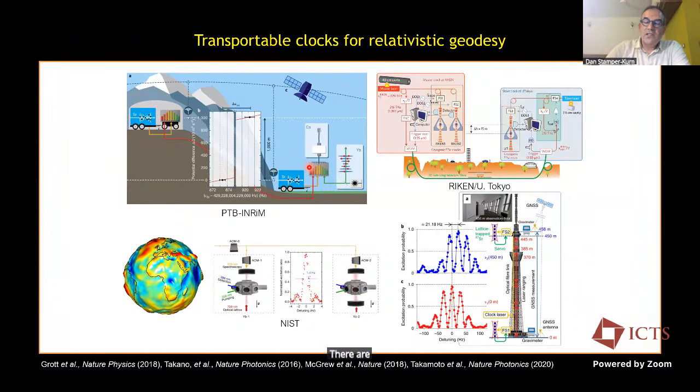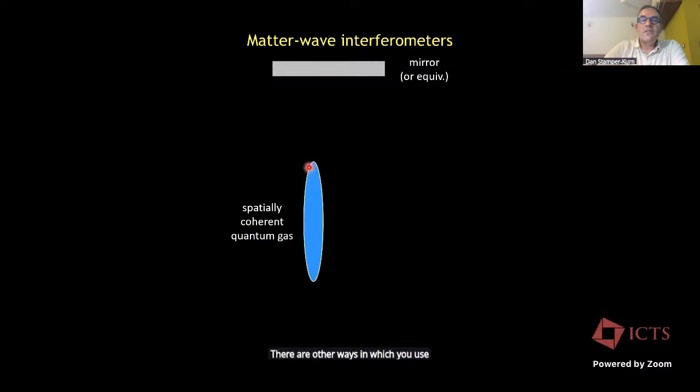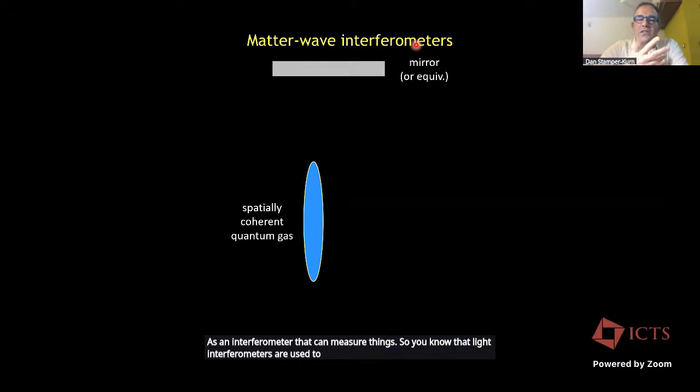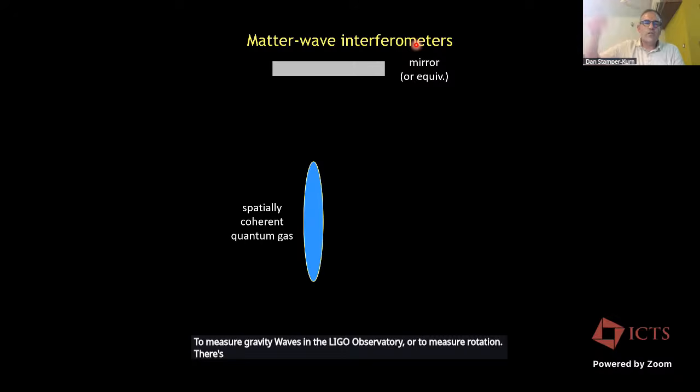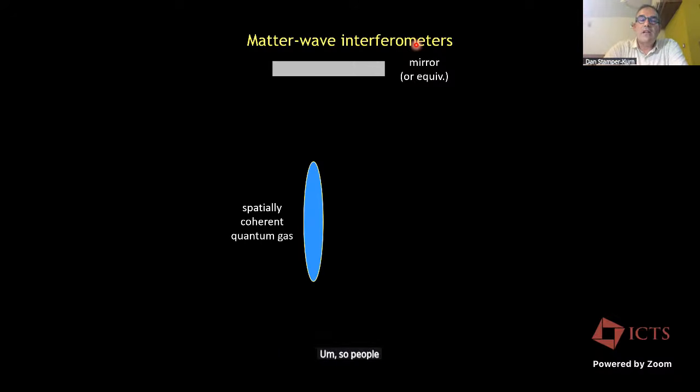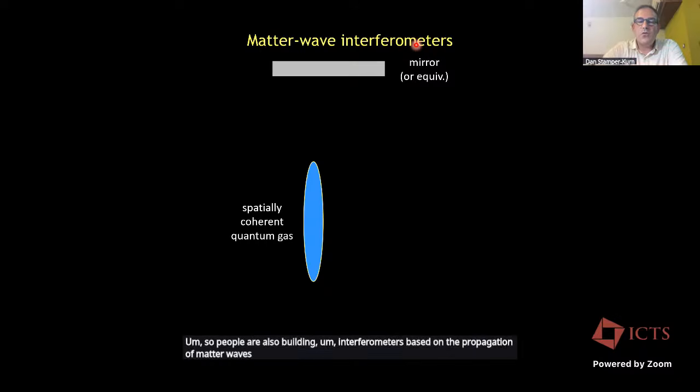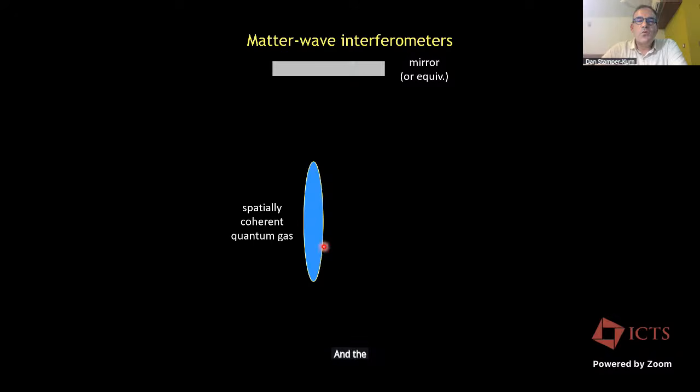There are other ways in which you use ultracold atoms as sensors. One of them is to use them as an interferometer. You know that light interferometers are used to measure various things very sensitively, for example, to measure gravity waves in the LIGO observatory, or to measure rotation. There are laser gyroscopes on the airplane that brought me here. So people are also building interferometers based on the propagation of matter waves. Pretty wild thing. The way these work is the following.